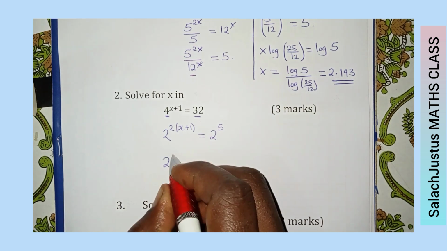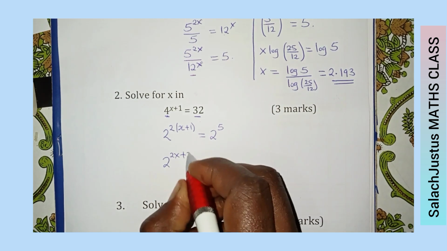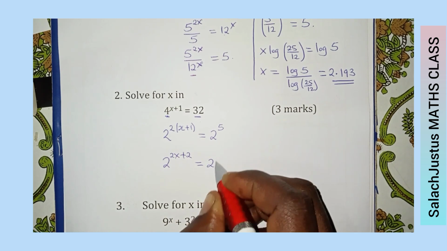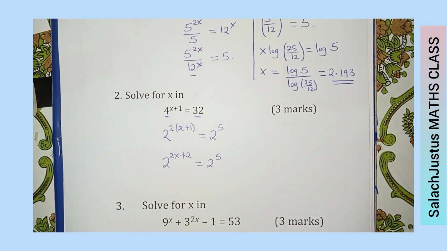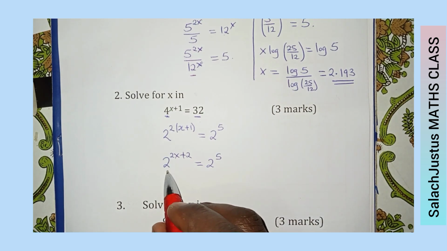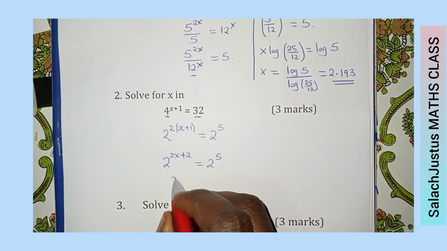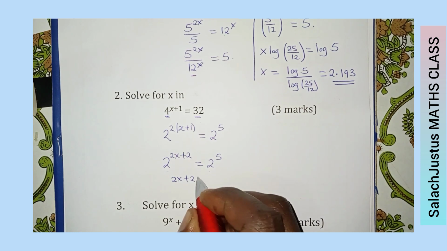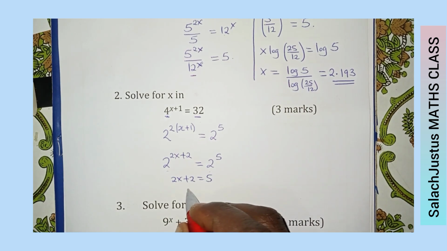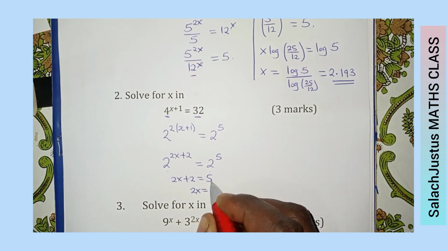So on the left we have 2 to the power of 2x plus 2 equal to 2 to the power of 5. Remember, when we have a common base 2, we can now equate the powers. That means 2x plus 2 equal to 5. Then subtracting 2 from both sides, so subtract 2 from here, we get 2x. Subtract 2 from 5, we get 3.